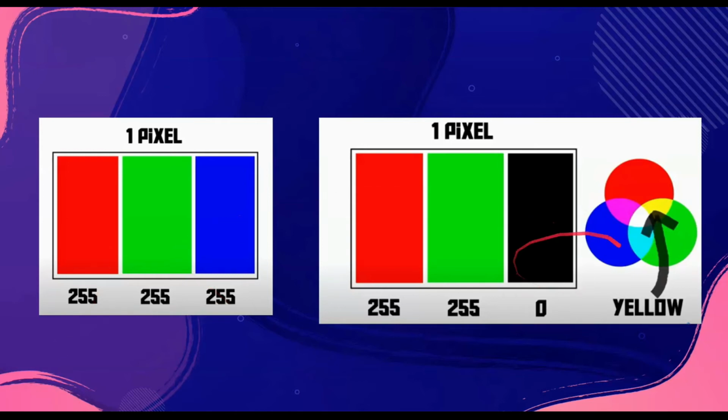If we take this image, the pixel in it represents yellow. Since yellow is a combination of red and green, the two subpixels red and green are given a value of 255 and blue is given a value of 0, so it is black or no color. So the total pixel shows a color of yellow.